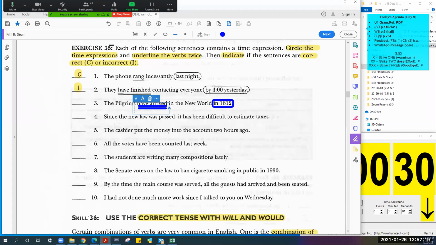Is this correct? No, it's not correct. Do you see the problem? Yes. We should remove have, because arrived is in the past. We should say arrive. It should be past simple. Yep. Ali. Number 4. Give me the time expression in 4.